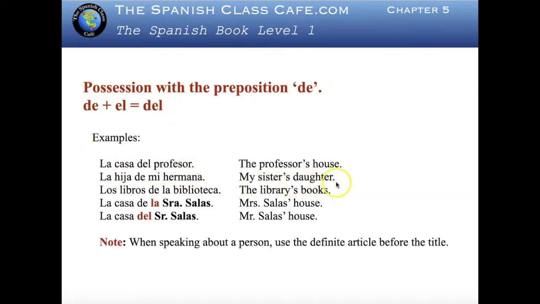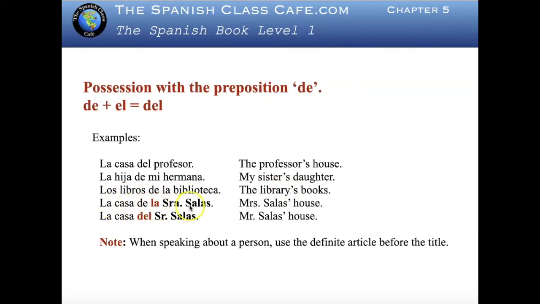Let's see, my sister's daughter. Like I told you, last word becomes the first one, la hija. Then followed by the possession, de, and my sister, mi hermana. La hija de mi hermana. Los libros de la biblioteca. See? Again, books is the last word in English, followed by the possession, de, and the library, la biblioteca.